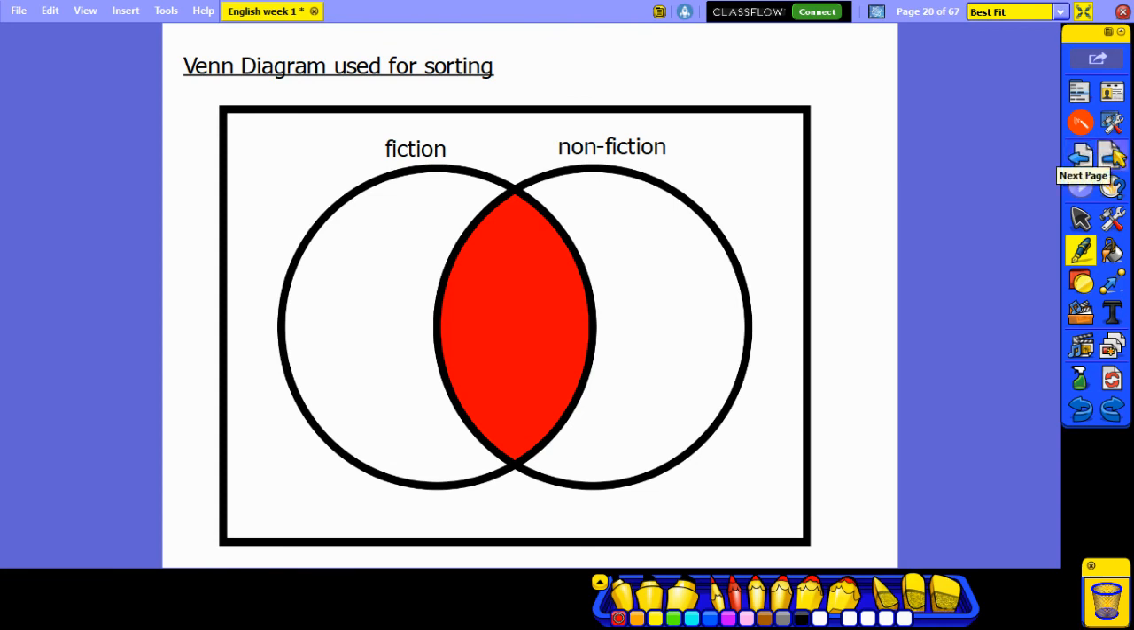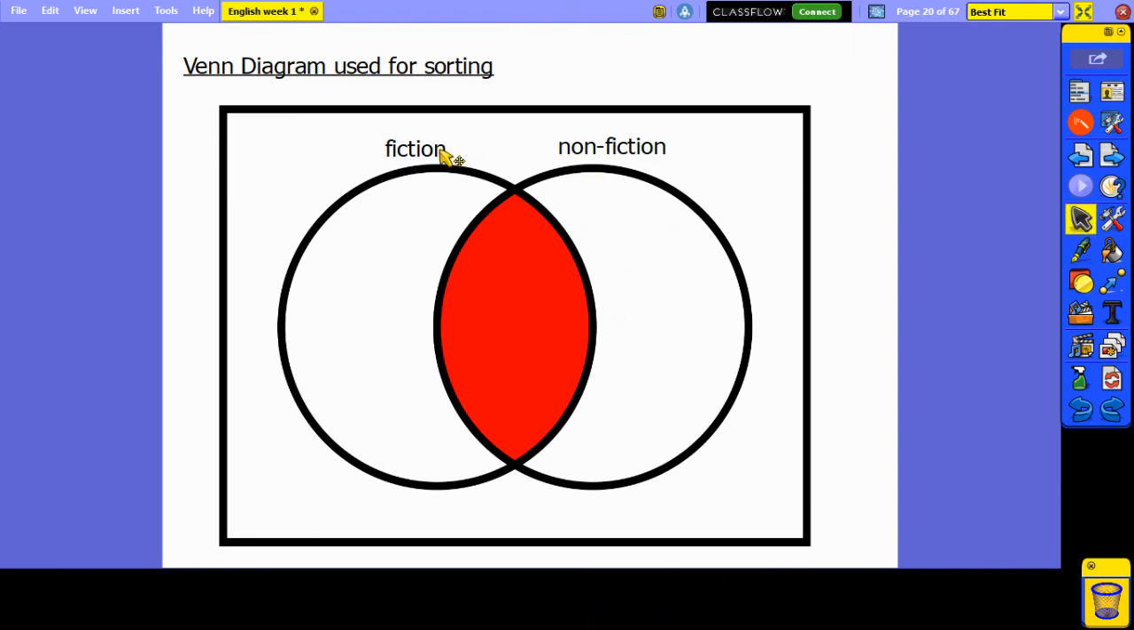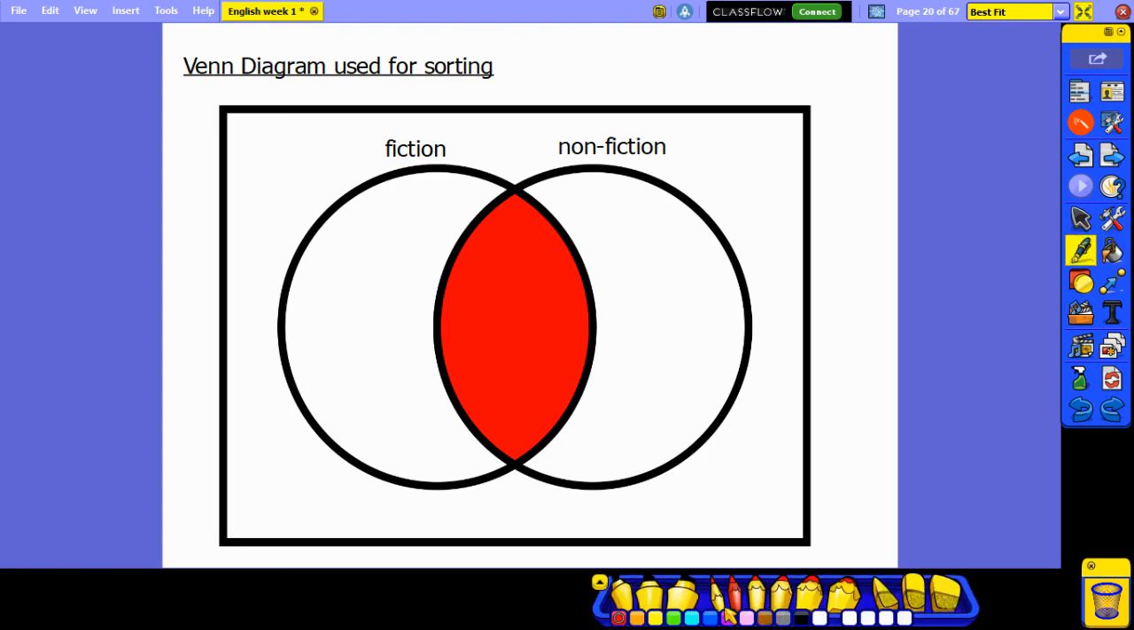For your activity today, you're going to need to sort some of the features. In your home learning pack, you've got a Venn diagram that looks like this. Features that are fiction texts go in this circle. Features of non-fiction texts go in this circle. And if they happen to come in both texts, then you put them in the middle, this red section here. Fiction one side, non-fiction the other, and both in the middle.